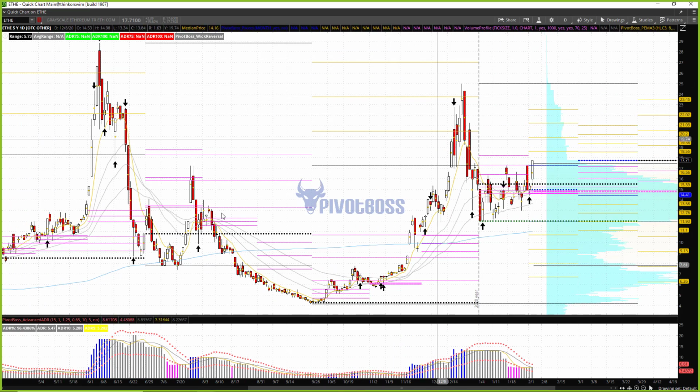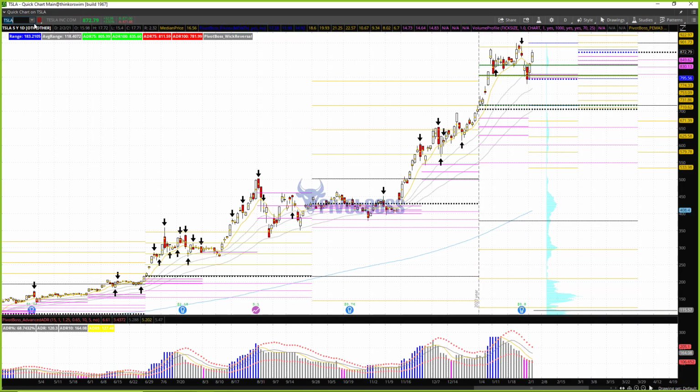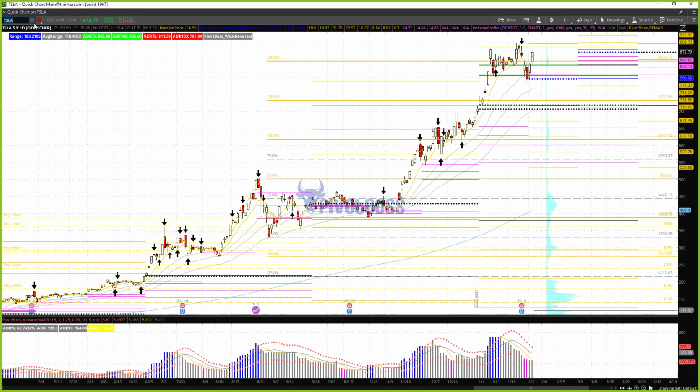Let's see. I also want to take a look here. Now we're going to jump onto some stocks right now. We're going to start with Tesla for a moment. Tesla was one we had as a buy candidate last October and November, but November was the breakout month.